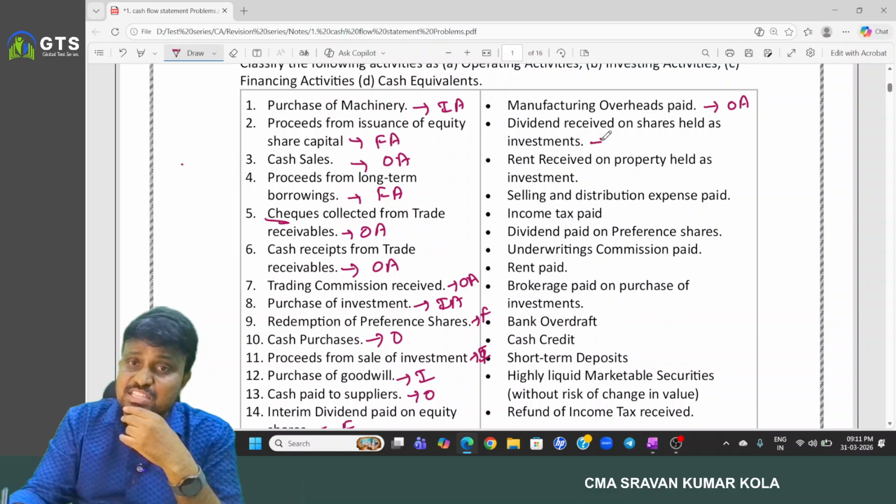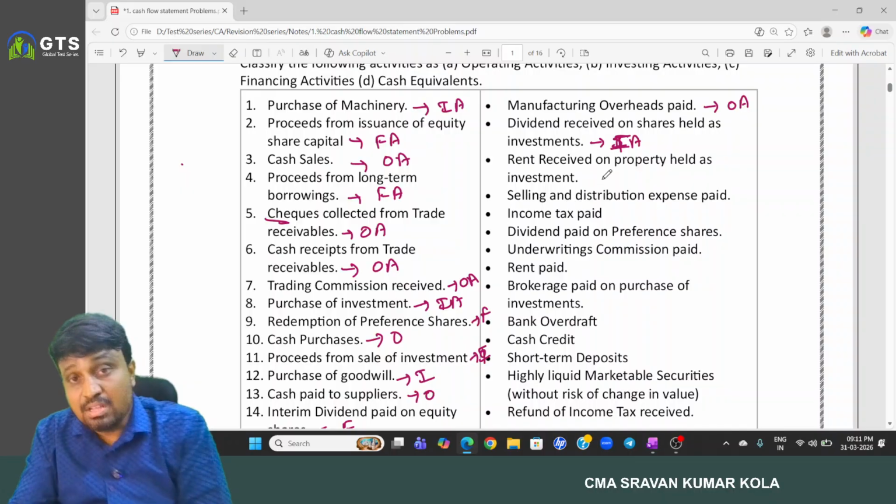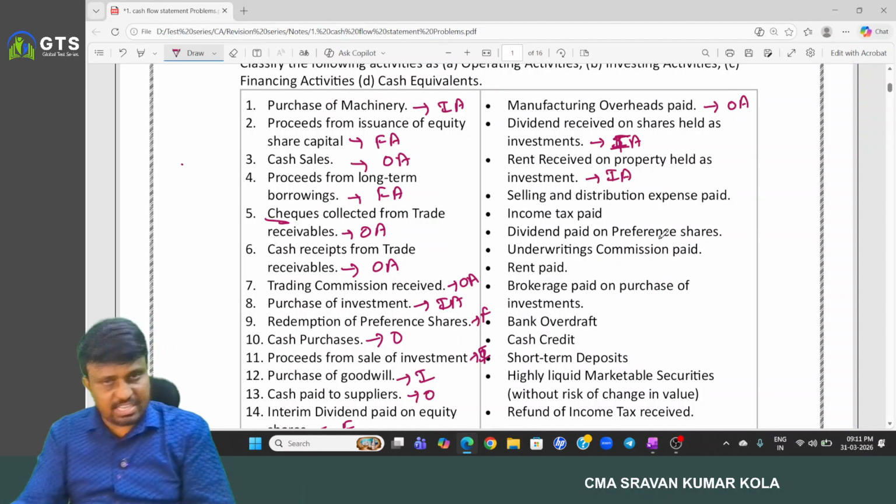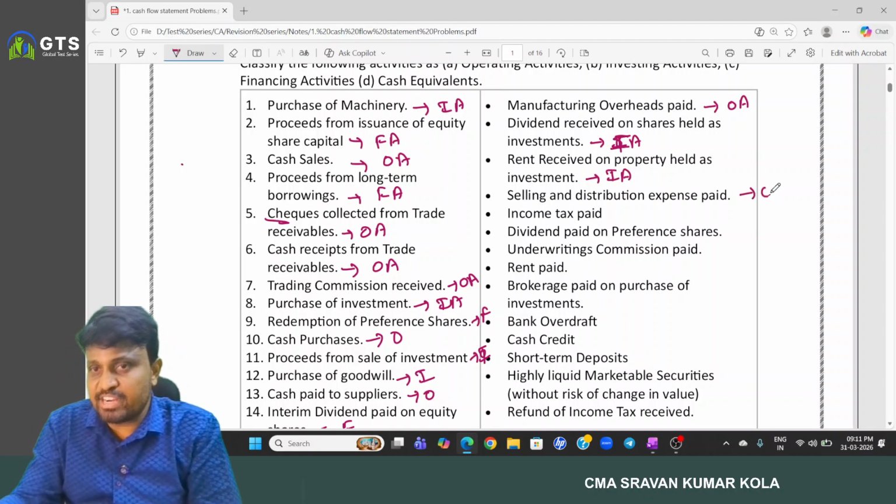Dividend received on shares held as investment, that is an investing activity. And rent received on property held as investment property is also an investing activity. Selling and distribution expenses paid, operating.